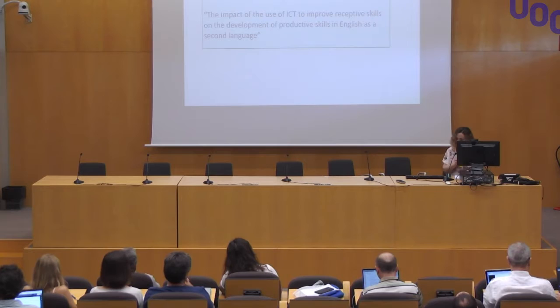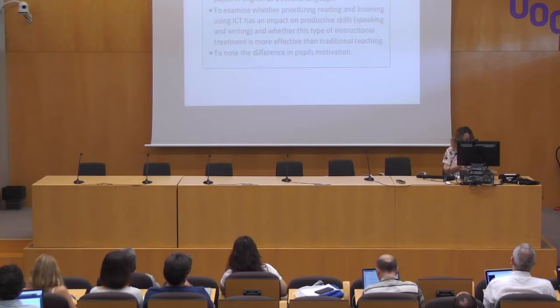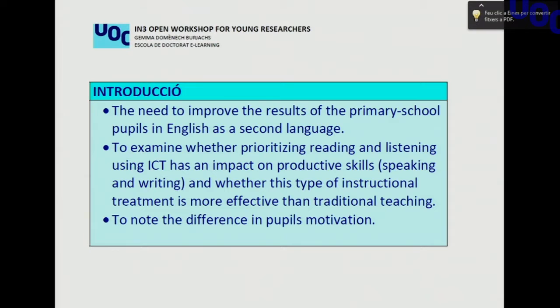The data of the external evaluation showed that a high percentage of the students of Catalonia do not obtain the competence in English language. The Department of Education, based on its plan for the reduction of school failure, gave instructions to improve the learning of language skills.